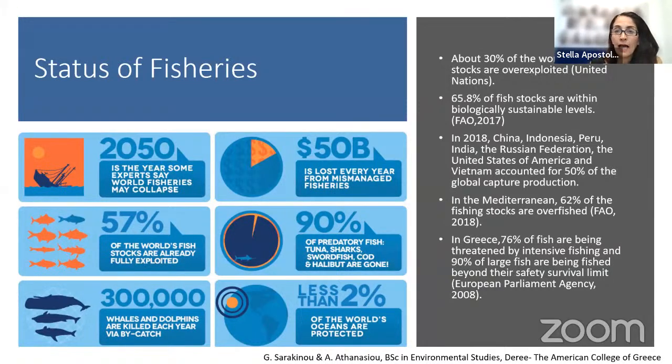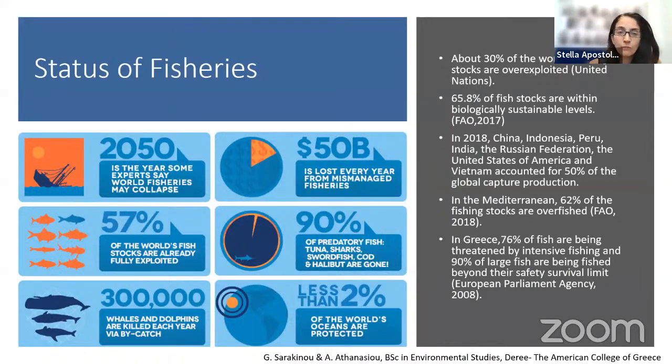Fishing and this reduction in fish stocks and the impact on fisheries has a very high monetary cost. It costs $50 billion every year at a global scale. And of course, we can understand that this is a very big economic loss, especially for countries and regions which primarily depend on fishing within their economic activities. 57% of the world fish stocks are already fully exploited.